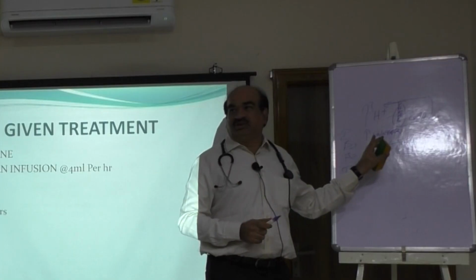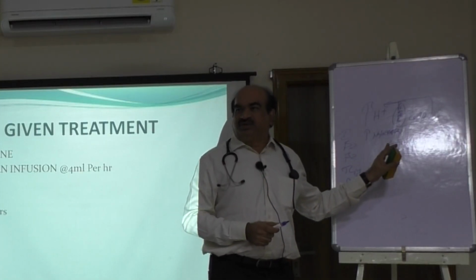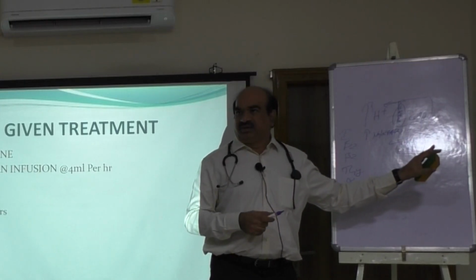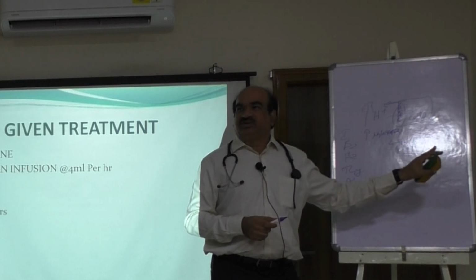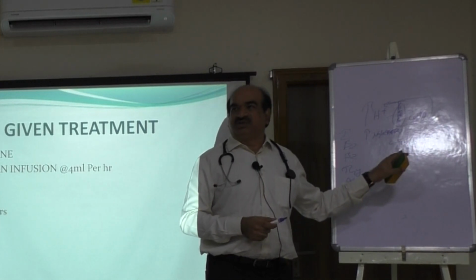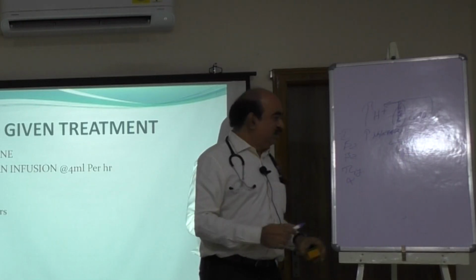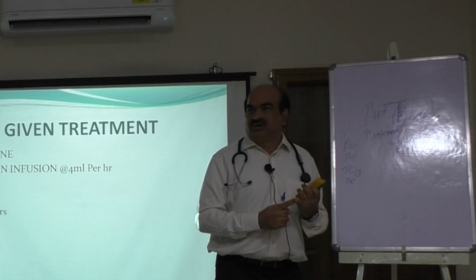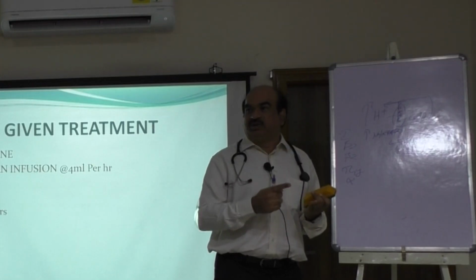Here redistribution means total potassium is normal, but there will be a shift of potassium into cells. That is redistribution. That causes hypokalemia, so there will be transient hypokalemia. So other causes: the first one is alkalosis. The second one is conditions stimulating sodium potassium ATPase activity.